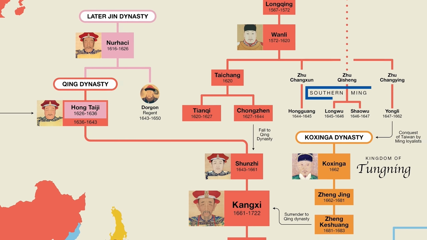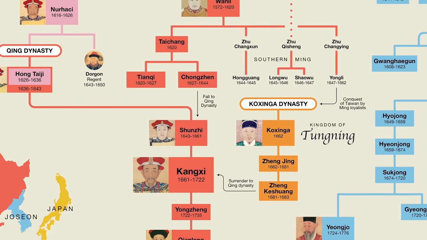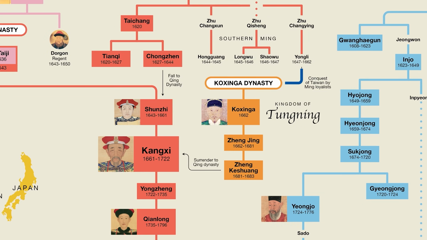In 1662, though, the Qing conquered the southern Ming as well, forcing the final Ming loyalists to flee to Taiwan, where they took over the island from the Dutch and set up the kingdom of Dongning. However, that kingdom only lasted about 20 years, and eventually they surrendered to the Qing as well in 1681.